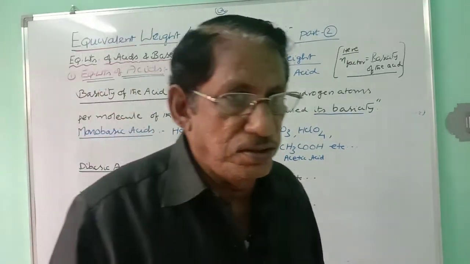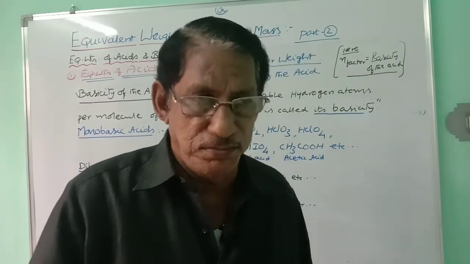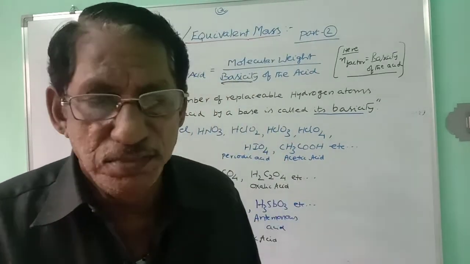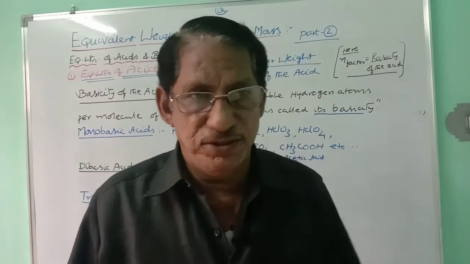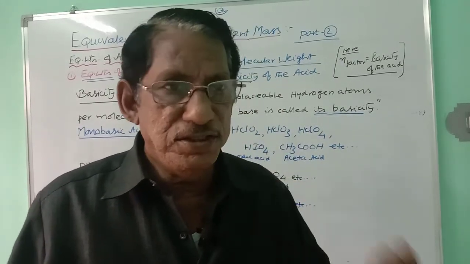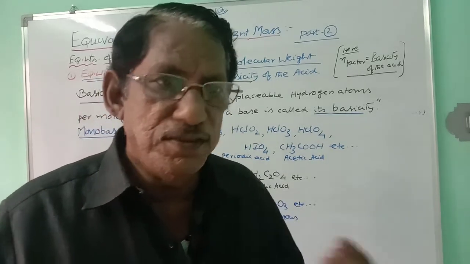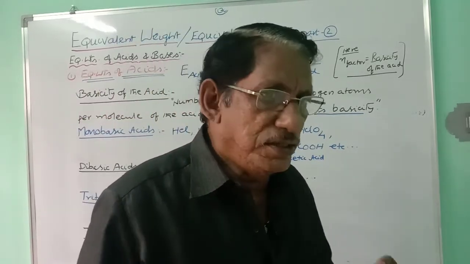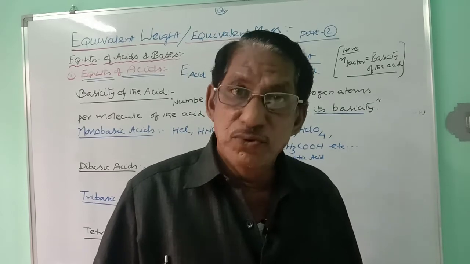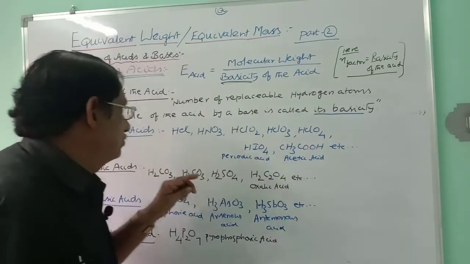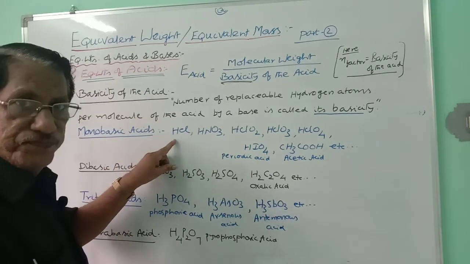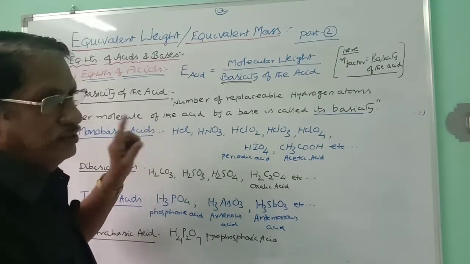When the acid molecule is having only one replaceable hydrogen by a base, it is a monobasic acid. When the acid molecule is having two replaceable hydrogens by a base, the basicity of the acid is equal to 2. Similarly, 3 and 4. Now let us take examples for monobasic acids. One is HCl, hydrochloric acid.